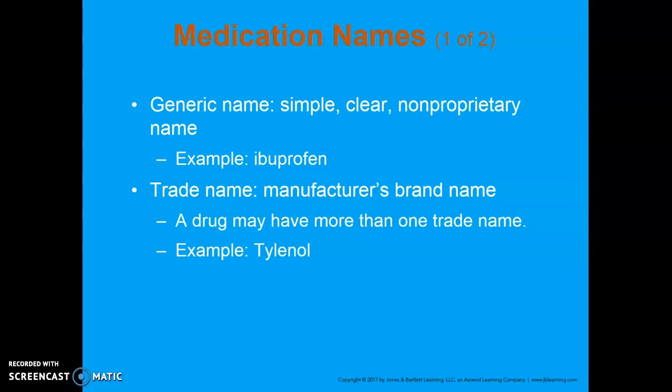Some medications, such as nitroglycerin, are called by their generic name more often than by their trade name. And the trade name is that brand name that the manufacturer gives to a drug. So Tylenol is a trade name; the generic name is acetaminophen. Lasix is a trade name; the generic name is furosemide. The trade name always begins with a capital letter, and one drug may have more than one trade name because manufacturers often use the same medications.